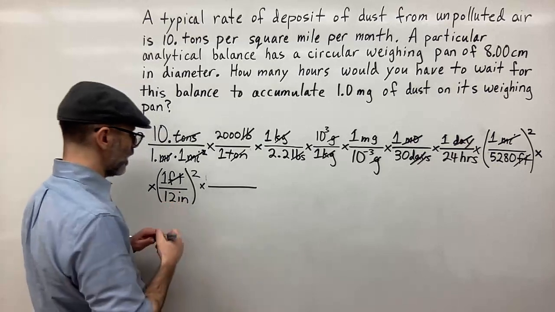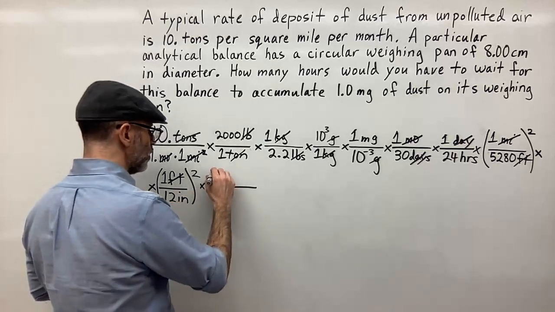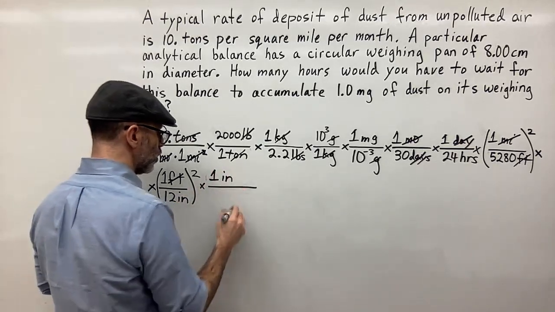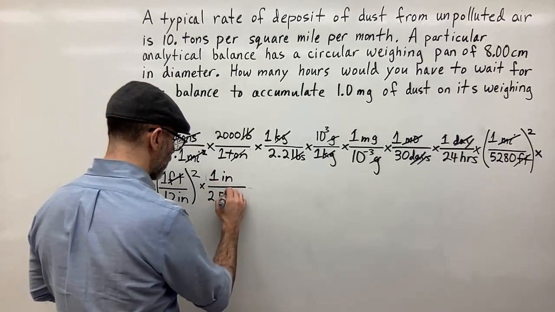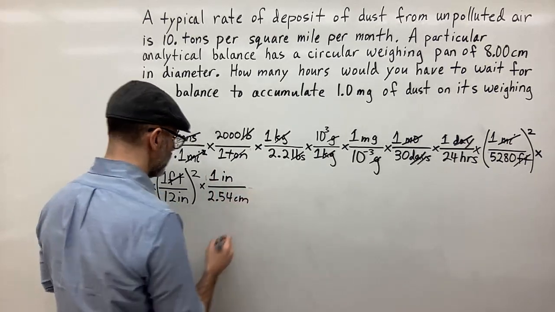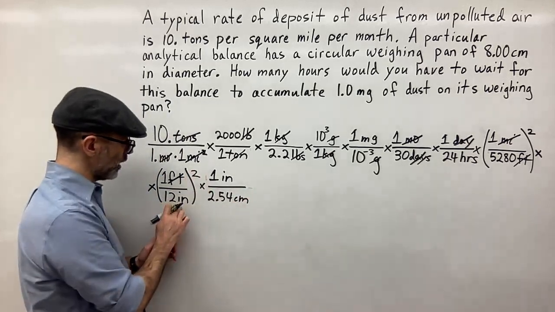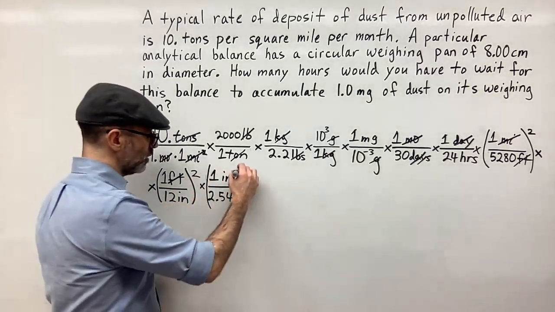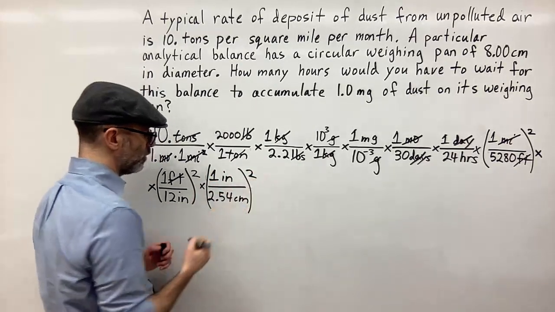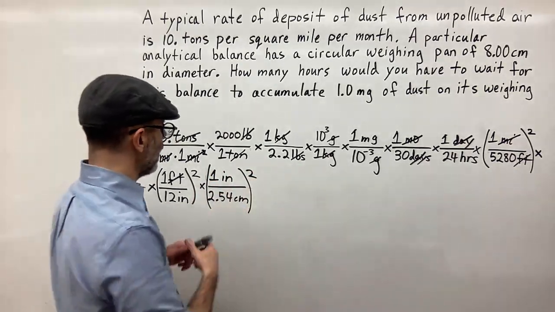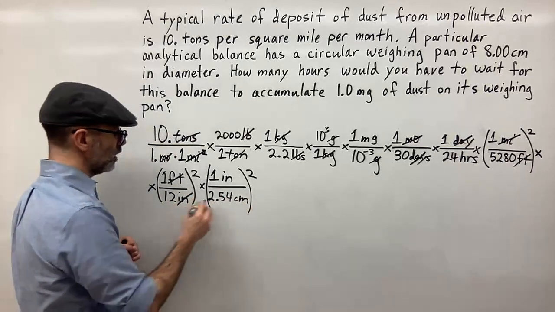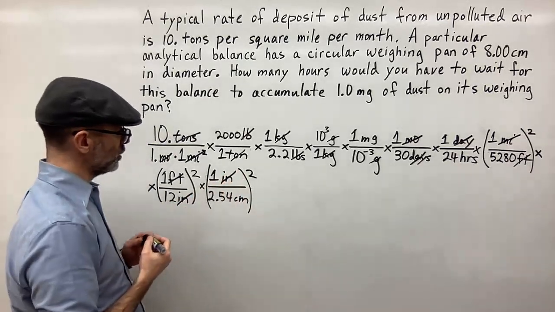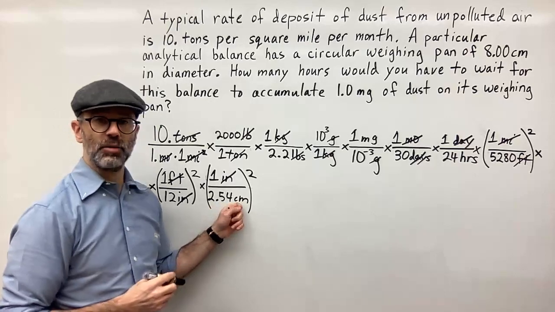So I have inches on the bottom. I want inches on top. So 1 inch goes on the top, and then on the bottom is 2.54 centimeters. And again, since I have square inches here, I need to square my conversion factor. And so now inches squared cancel out with inches squared, and now I have centimeters squared on the bottom, which is what I want.